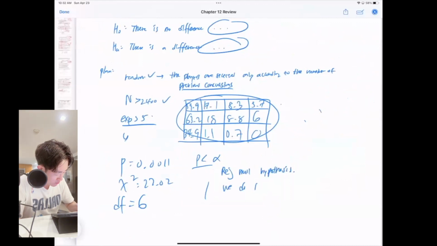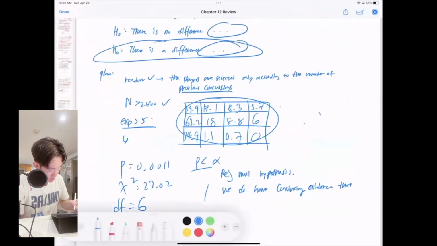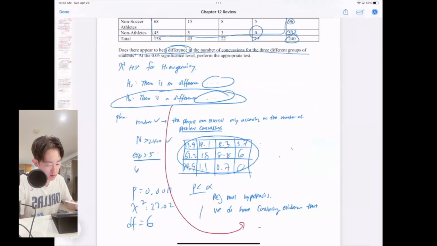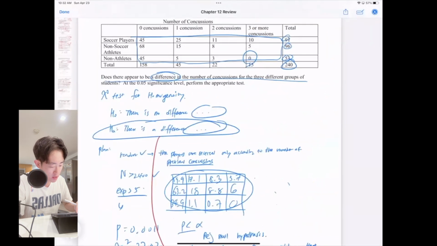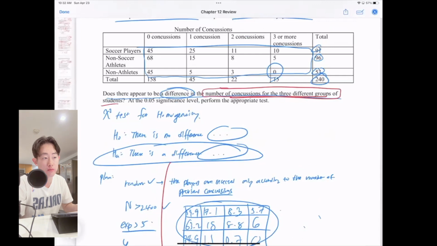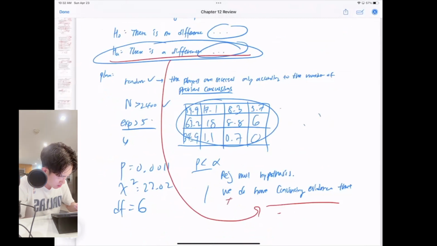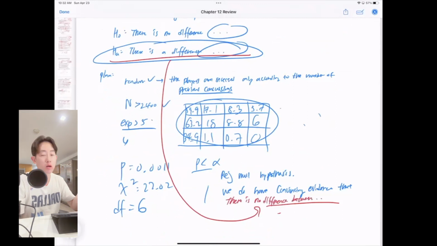We do have convincing evidence that there is a difference of the distributions, or a difference in the number of concussions for the 3 different types of groups of students. You just have to regurgitate this context, rewrite it right over there, with the alternate hypothesis that there is no difference between the 2 variables stated.